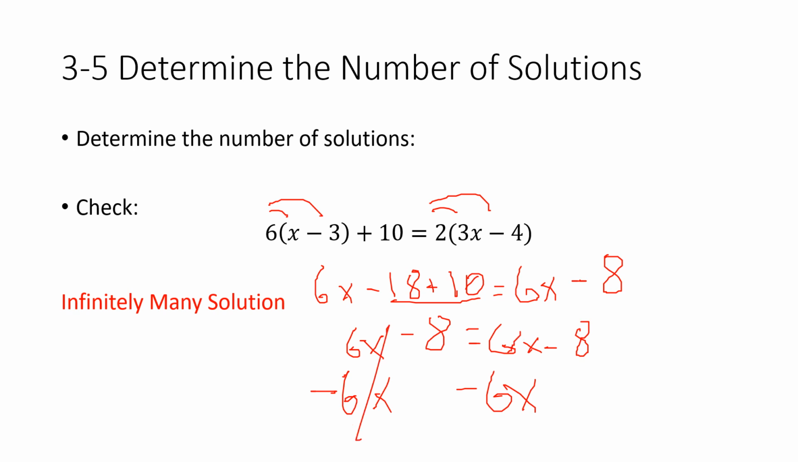Those will cancel. You are left with, I'm going to write it over here, negative 8 equals negative 8. Well, that's a true statement. That will always be a true statement. Infinite solutions. So even if you can't use that table to shortcut your problem and tell me the number of solutions, you should be able to work through the entirety of it and get your answer.